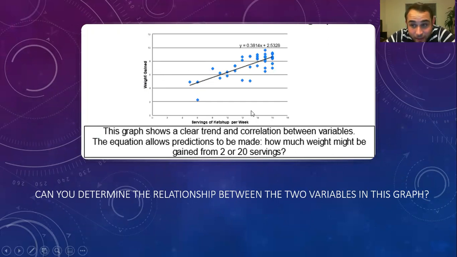If the line was going down, it would mean the opposite. An increase in ketchup would be a decrease in weight. So the more ketchup I ate, the skinnier I got. This would be true if the line was going down, but since it's going up, the more ketchup I eat, the more weight I'm going to gain. I know I'm being a little bit like, you already explained it. Trust me, you guys are going to need those explanations in the future. And I'm just making sure that everybody understands it.